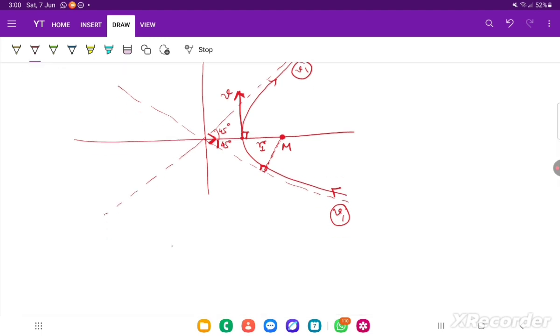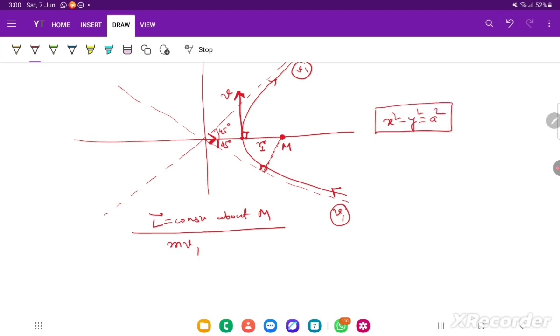So initial angular momentum, I'm writing here that L conserved about capital M, will be mv1 times this distance. Okay, so let me take the equation as x square minus y square equals a square. Now why am I taking x square minus y square equals a square? Because it's a rectangular hyperbola. How have we concluded that? Because the asymptotes are perpendicular to each other, so it must be a rectangular hyperbola, and I have taken the standard form of a rectangular hyperbola.